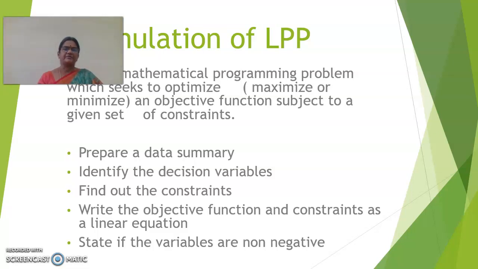Given the statement of the problem, for formulating an LPP, what do we have to do? The first thing is we have to prepare a data summary, then identify the decision variables, then find out the constraints. Afterwards, write the objective function and constraints as linear equations, and also state that the variables are non-negative.